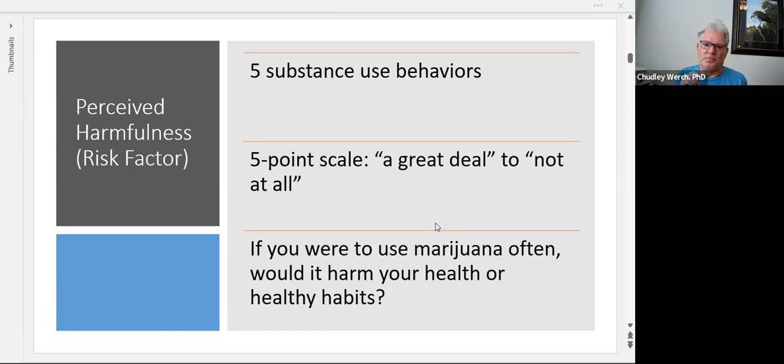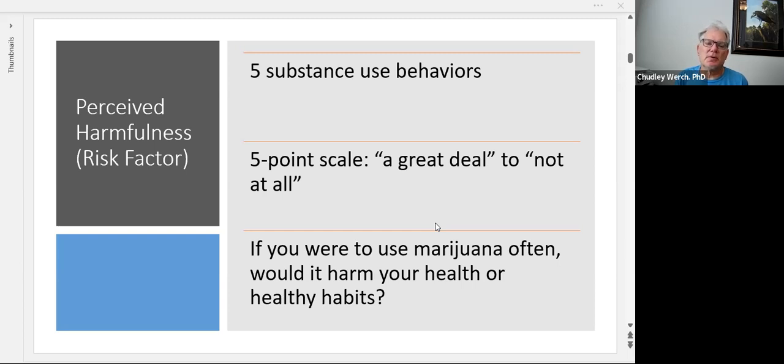So your survey measures 5 substance behaviors on a 5-point scale, a great deal to not at all. And there's one example of this perceived harmfulness, sometimes called perceived susceptibility or perceived risk. They're all the same thing when we're talking about it. If you were to use marijuana often, how would it harm your health or healthy habits? And again, youth respond on a 5-point scale, a great deal to not at all.